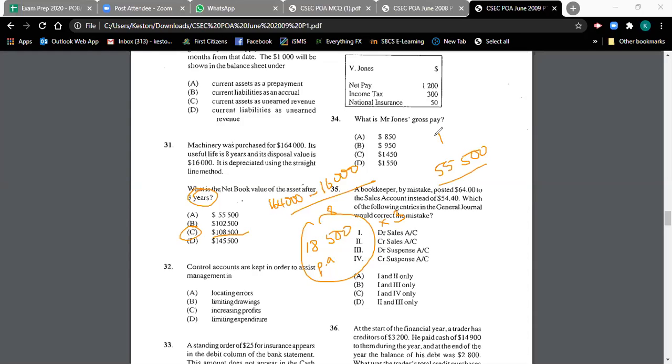But this is depreciation. Net book value, NBV, is going to be the cost minus depreciation to date. So 164,000 minus the 55,500 gives me the 108. Yeah? Everybody understand that? It will be C, 108,500. You sure you're alright with that?